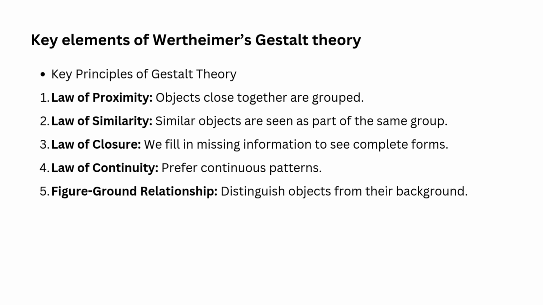Next, the law of closure. Our minds tend to fill in missing information to perceive a complete image. For example, when we see a circle with a small gap, our minds still perceive it as a circle. This principle applies to how we form impressions of people. Often, we mentally fill in traits we assume someone has based on partial information.